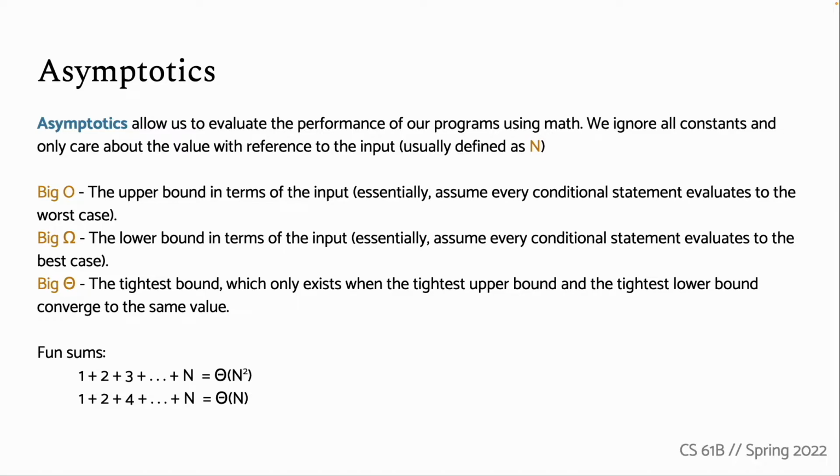And theta, this one's pretty special because it's the tightest bound, and this only exists when the tightest upper bound and the tightest lower bound converge to the same value. So there are certain functions where there is an element of randomness or something that is unrelated to the input that causes the upper bound and lower bound to be distinct from each other no matter what. There's no way to get those two to meet, but a lot of functions don't have that problem. And in those cases, the tightest bound for both the upper bound and the lower bound are the same value, and in that case we call it a big theta bound, and that's basically how fast the program scales.